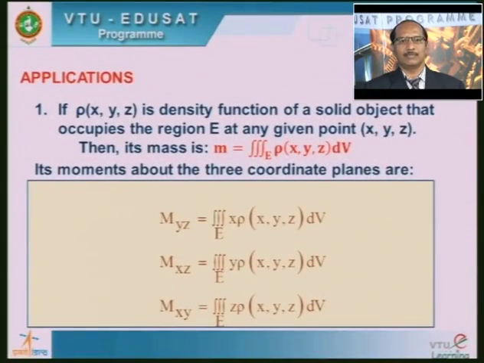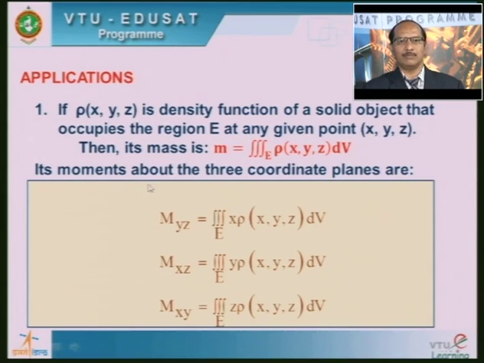So, one of the applications we discussed: if rho, a function of x y z, is the density function of the solid object that occupies a certain region E, then at any given point x y z, mass is defined as the triple integral over the region E of rho x y z, the density function, with respect to dx dy dz. So, this is the mass formula.